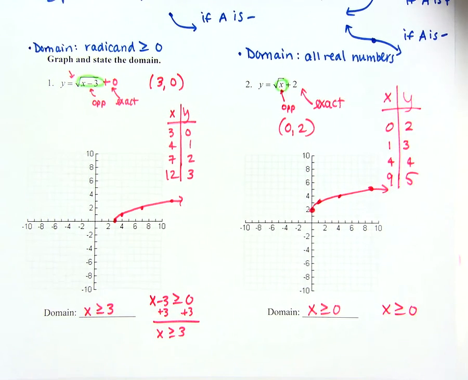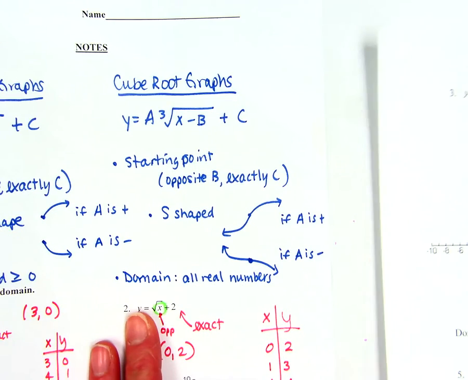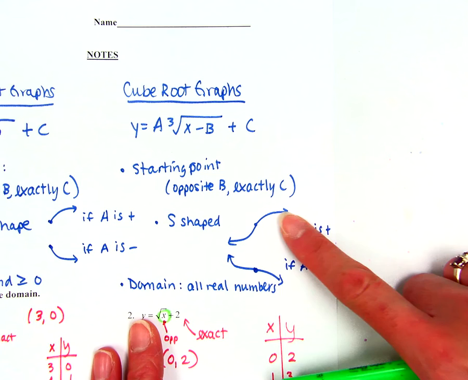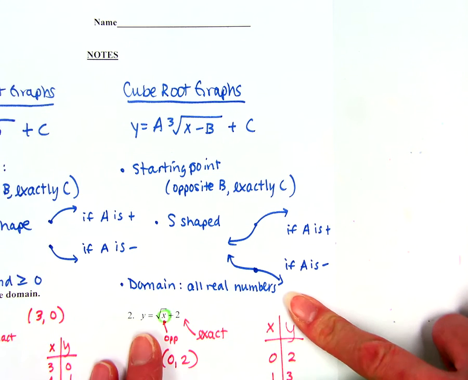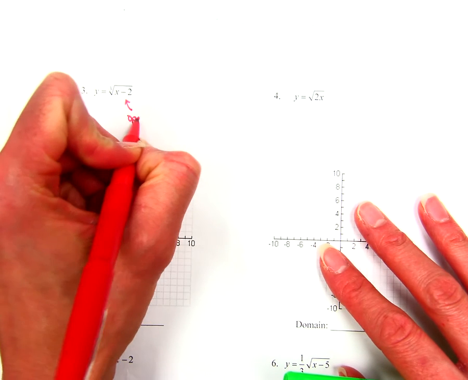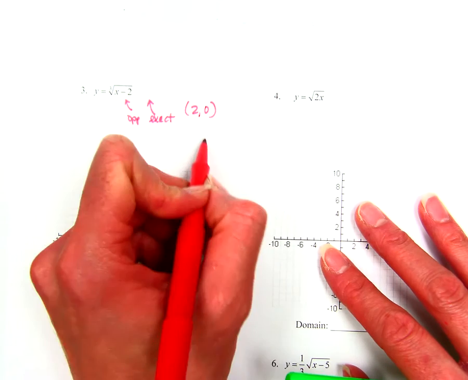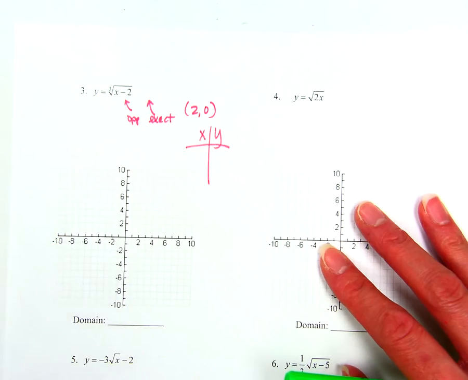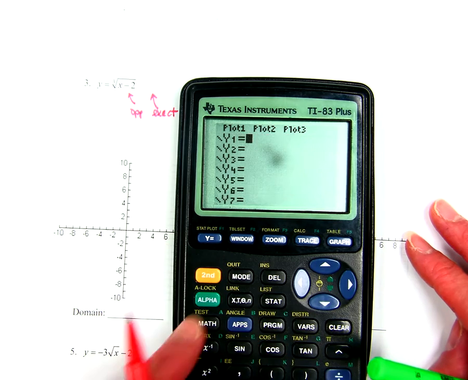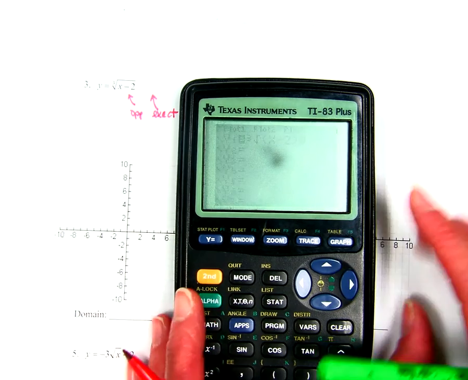Alright, so we're going to keep going with 4 more examples. Number 3 is slightly different. Notice that it is a cube root function. It's not going to be a parabola, it's going to be like an S shape. If you need to pause the video, you can go ahead and write these down. But essentially you start the same way. You look at the opposite of this, and exactly this number. So my starting point is going to be 2, 0. So if I go here, I'm going to do the cube root of x minus 2. And I'm going to look at my table.